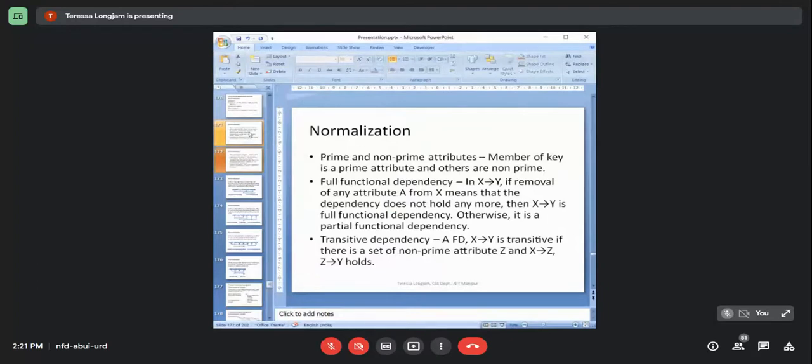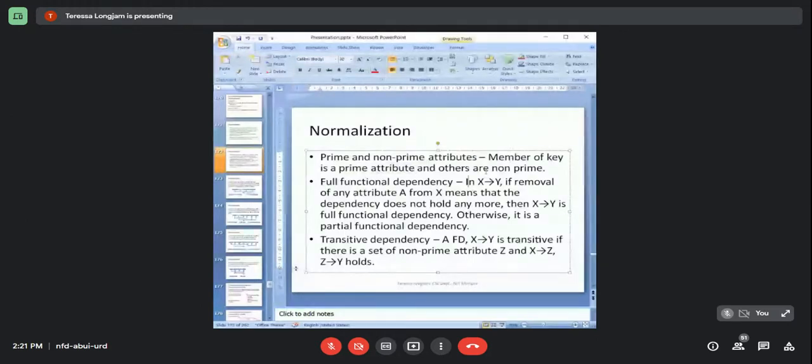Okay. So some more things that you need to know before starting normalization are a few terms. Let us see those terms one by one. The first one is prime and non-prime attributes. So you need to know what is a prime attribute and what is a non-prime attribute. A member of a key is a prime attribute. A key may be made up of many attributes, isn't it? So if a particular attribute is a member of a key, then those attributes are known as prime attributes. The other remaining attributes which are not a part of a key are known as non-prime attributes.